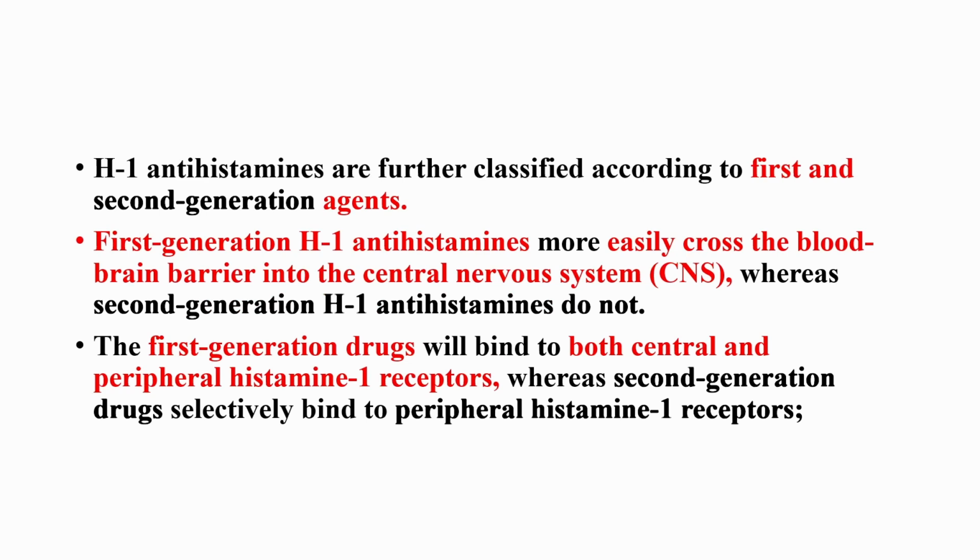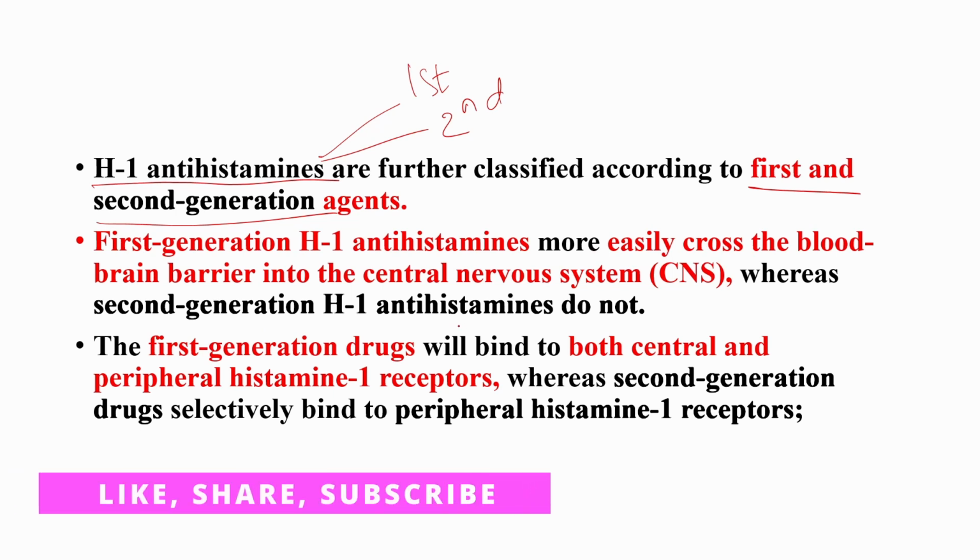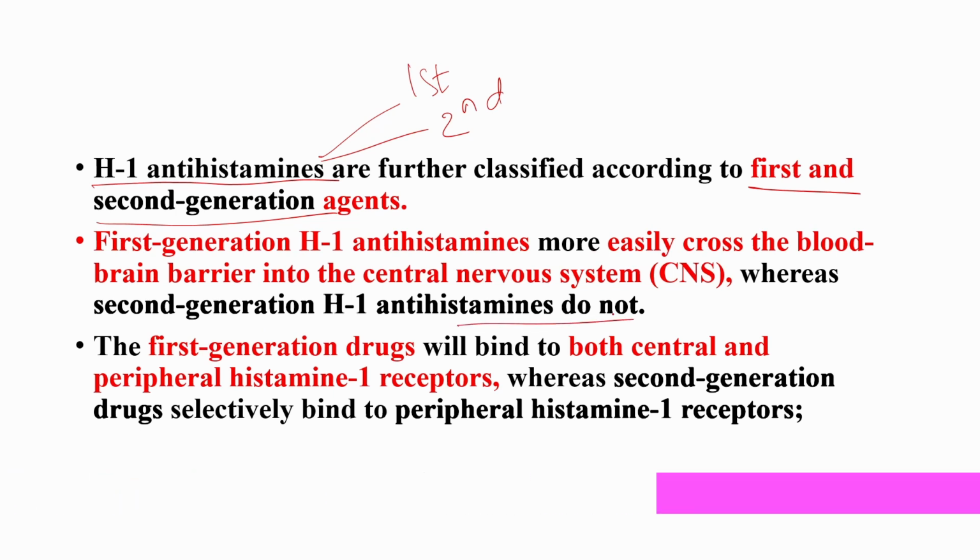So H1 antihistamines are what we are studying in detail today, and they can be divided into two types, first generation and second generation. The first generation H1 antihistamines more easily cross the blood-brain barrier into the central nervous system. But the second generation antihistamines do not cross the blood-brain barrier. So that is the first difference.